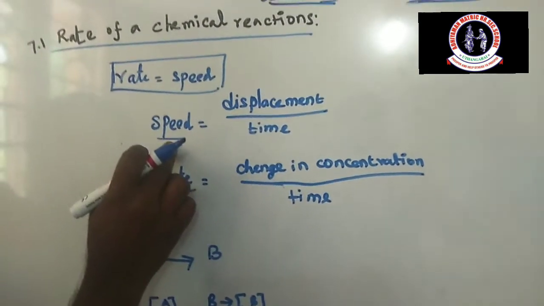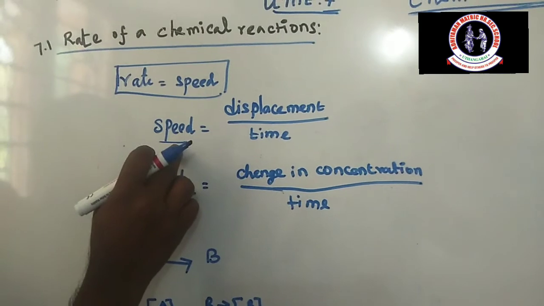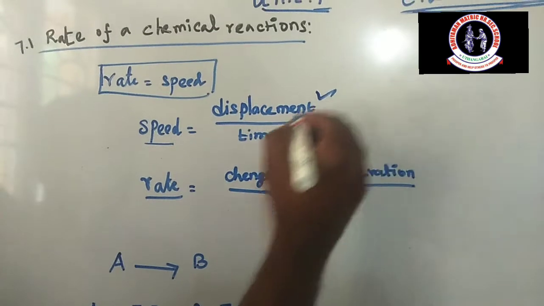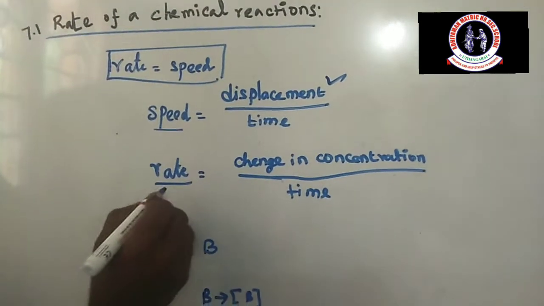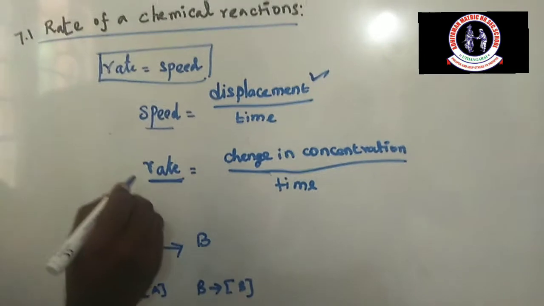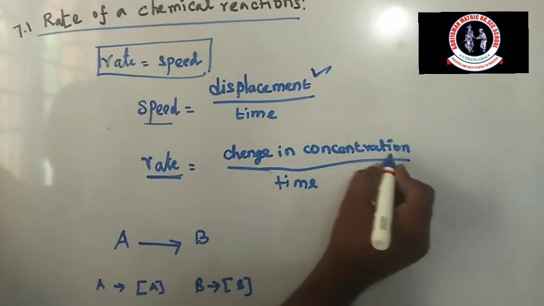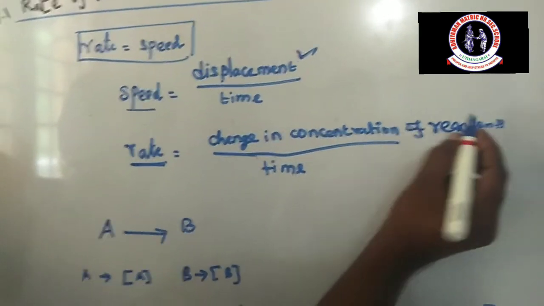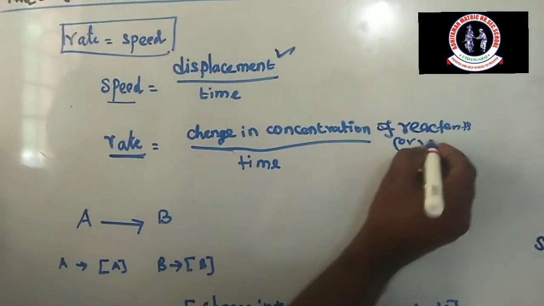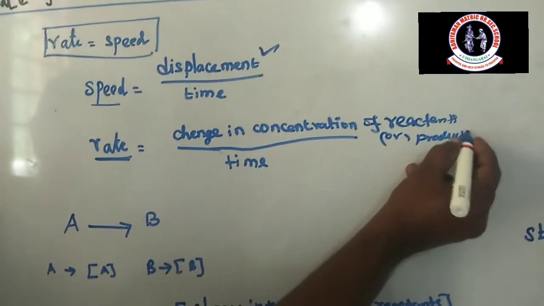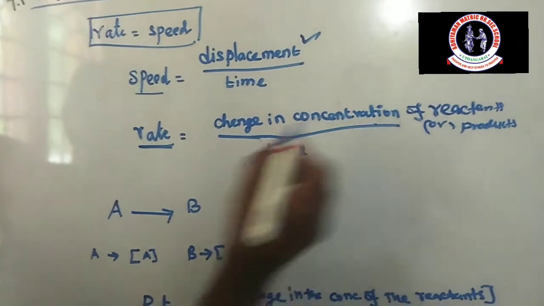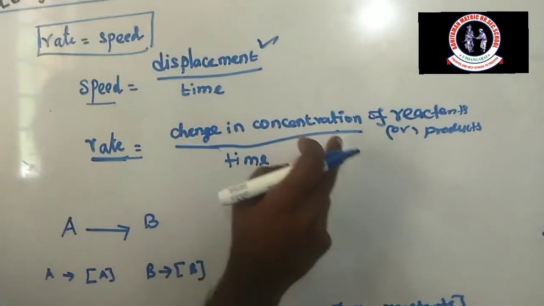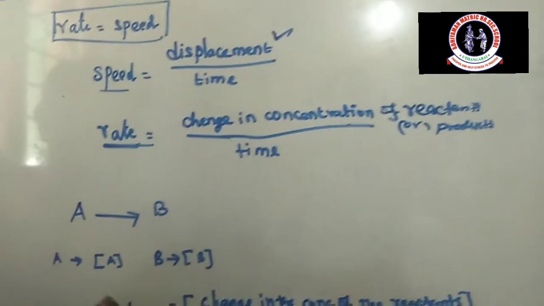Speed means what? In physics we already learned about speed: displacement by time taken. Here, rate is nothing but the change in the concentration of reactants or products by time taken. That is rate.